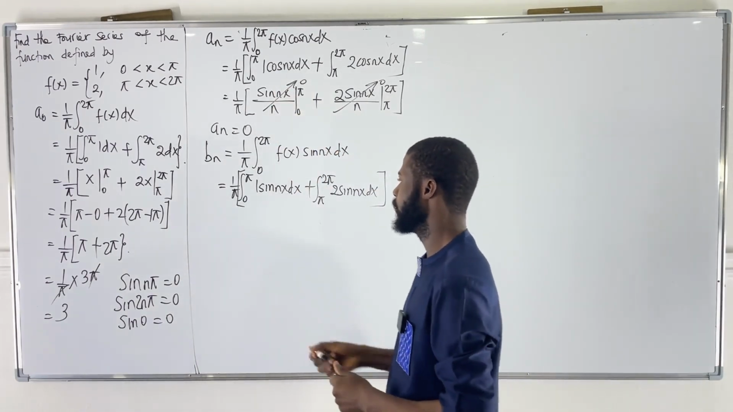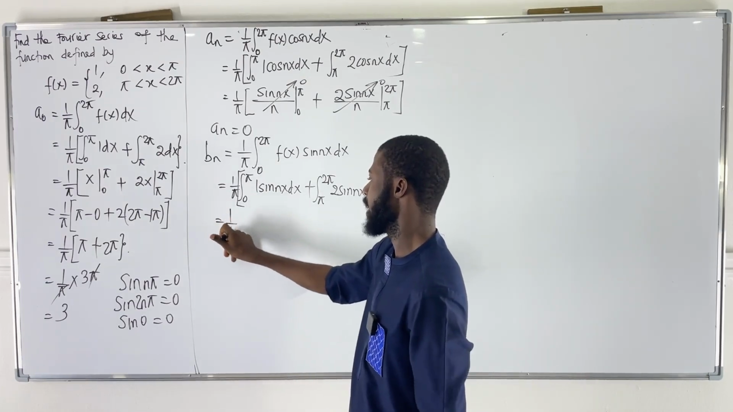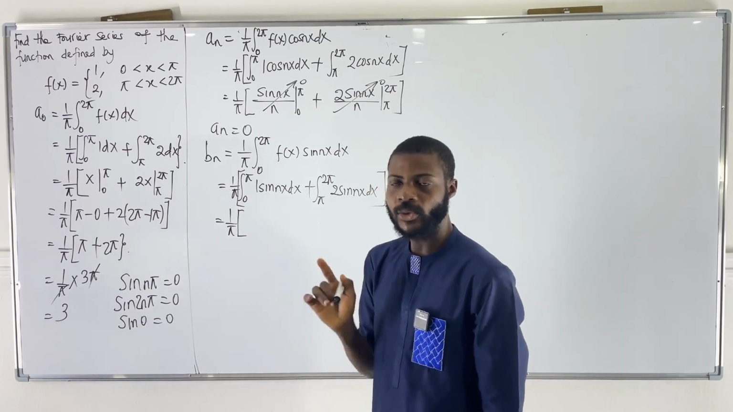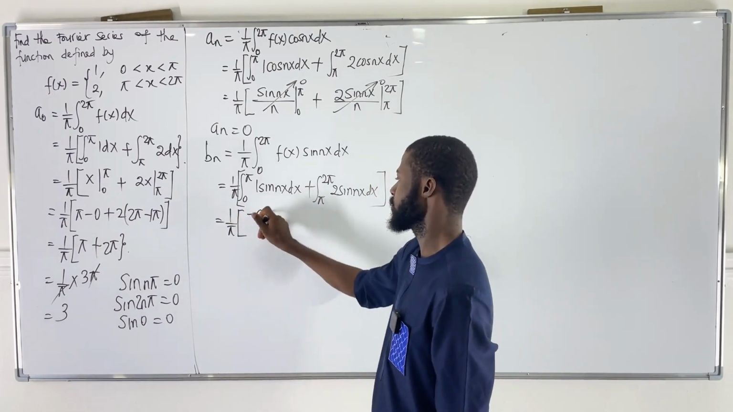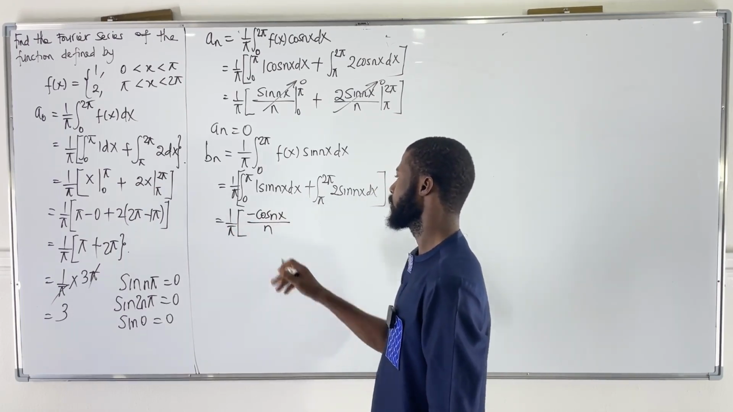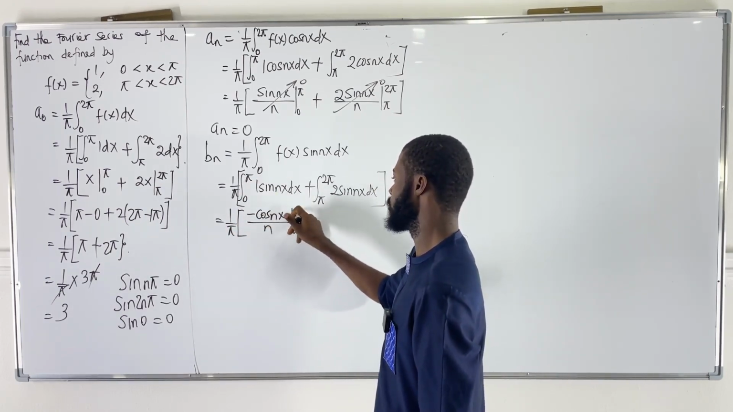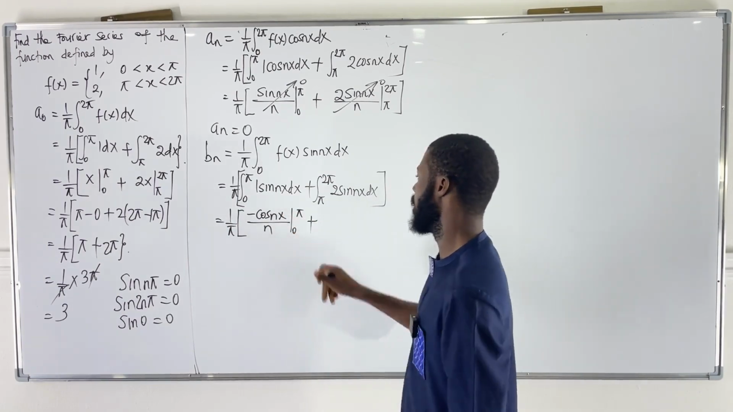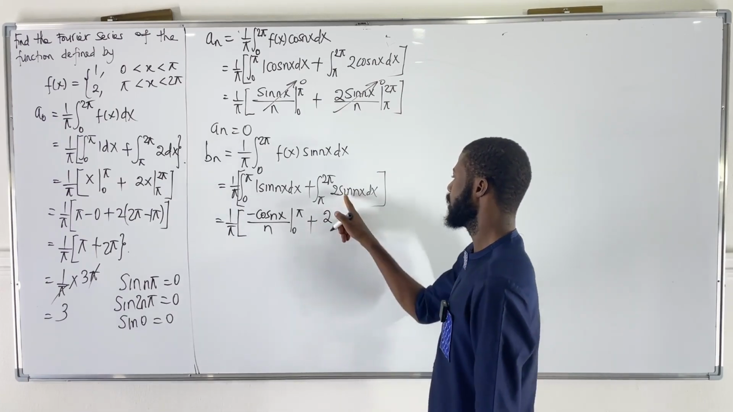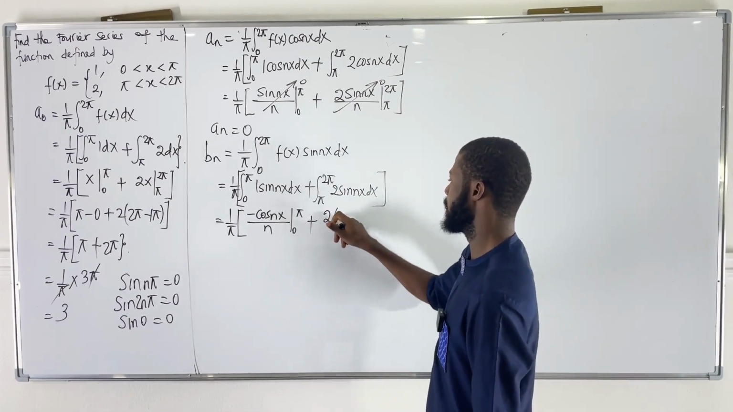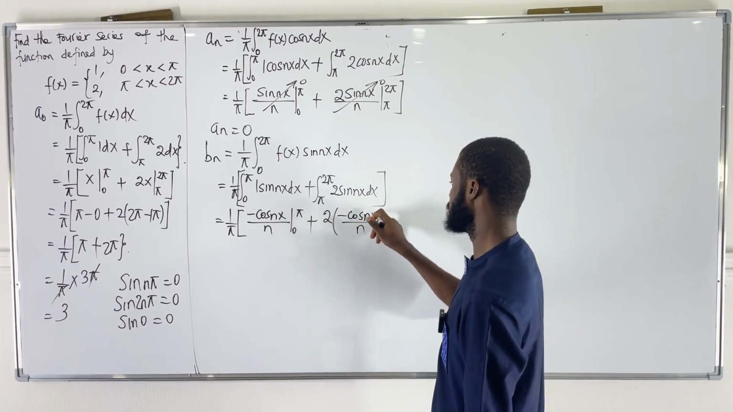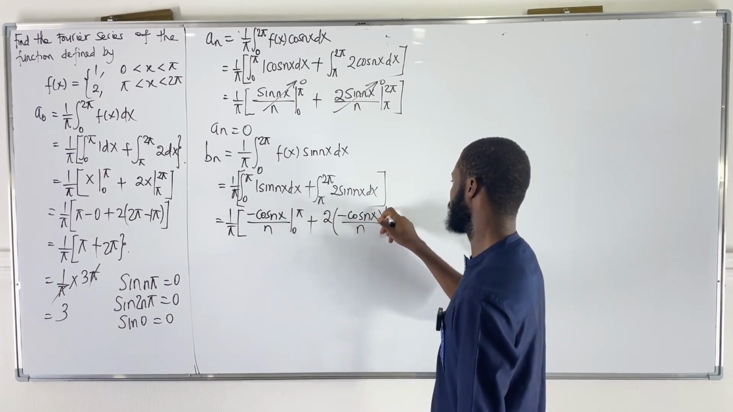Now let's repeat the same thing. This will be 1 over pi. If you integrate sine, you will get minus cosine. So this is minus cos nx over n. The limit here is 0 to pi. Then plus 2, and if you integrate this sine, you will get minus cos nx over n, and this is from pi to 2 pi.